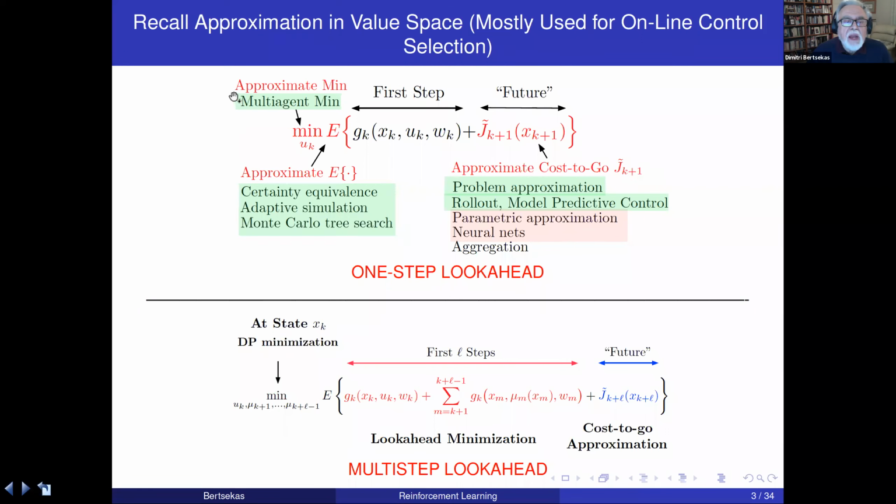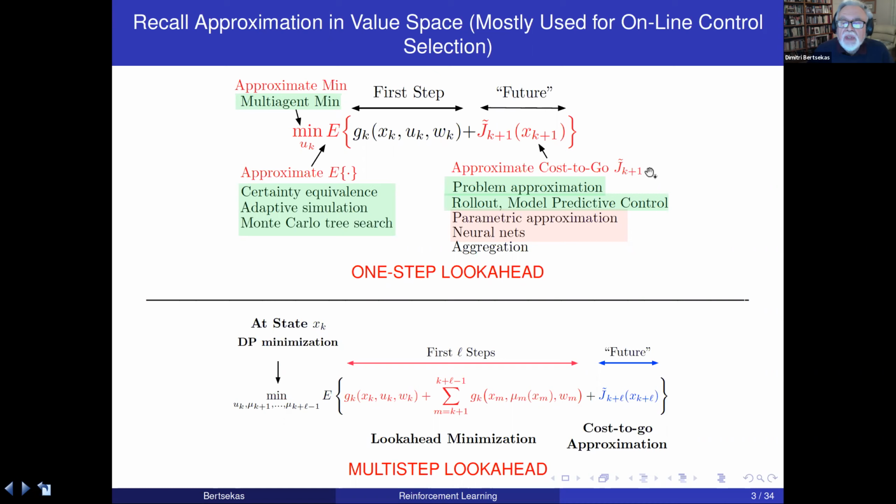And there are also two other types of approximation, the three approximations. Approximation of the minimization here, and approximation of the computation of the expected value here. And these three approximations can be done reasonably independently from each other. And we have discussed several topics in each one of these types of approximation. For example, we've discussed the multi-agent minimization, which is an approximate form of the true minimization. We have discussed making approximations in the calculation of expected values through certainty equivalence, adaptive simulation, Monte Carlo tree search.